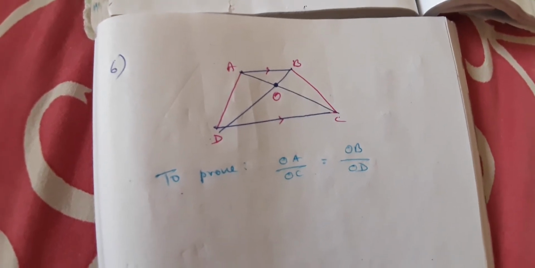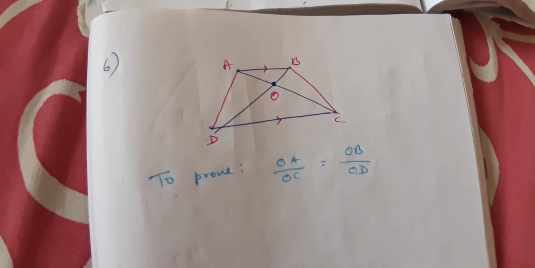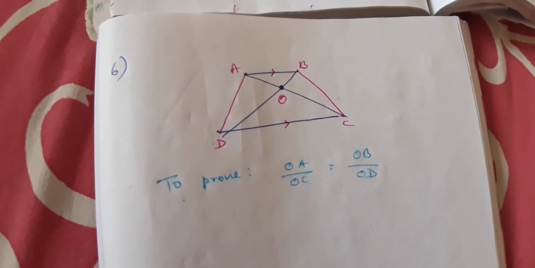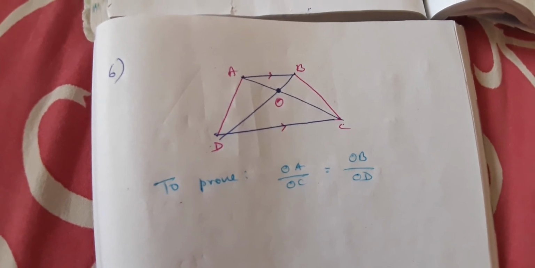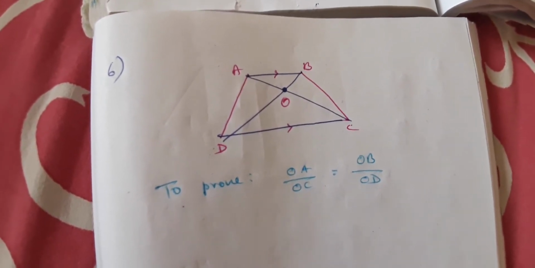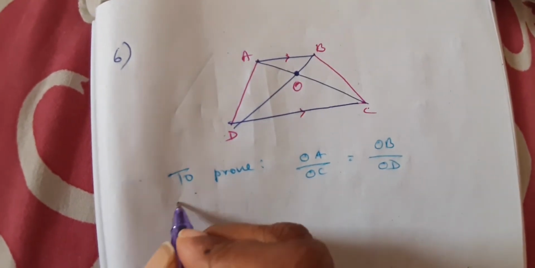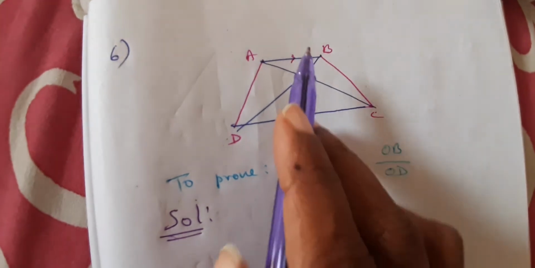If you people follow the classes properly, this kind of problem is already done in the first exercise itself. Right? I think maybe an example or exercise problem we did the same kind. Now again we are going to do that. I'll give you the hint how to do it. So to prove is this. So now what is the solution? Observe the diagram first before you start writing.